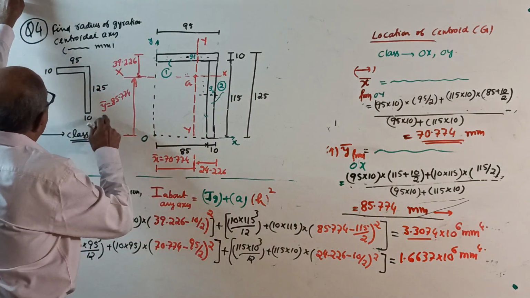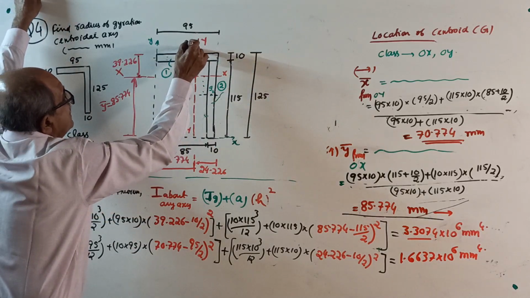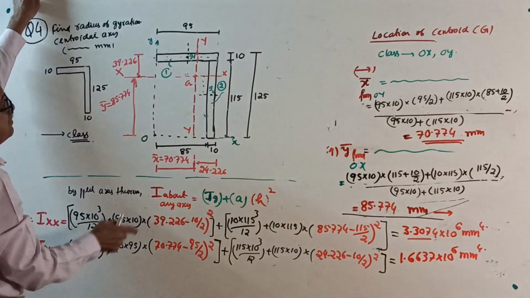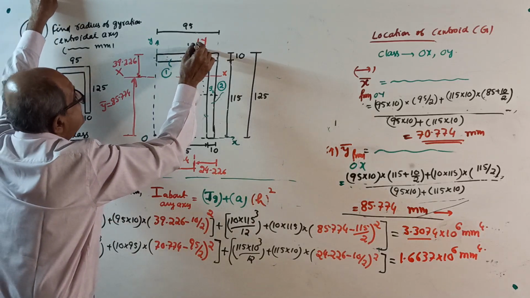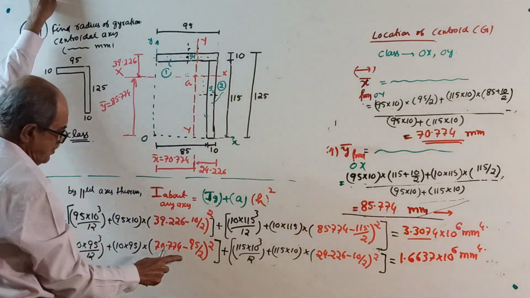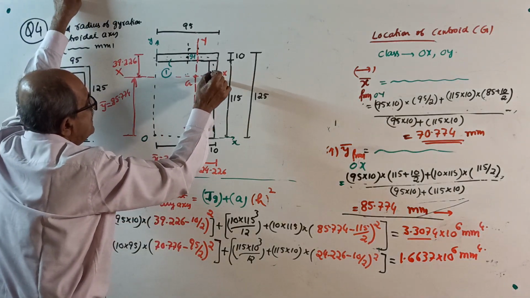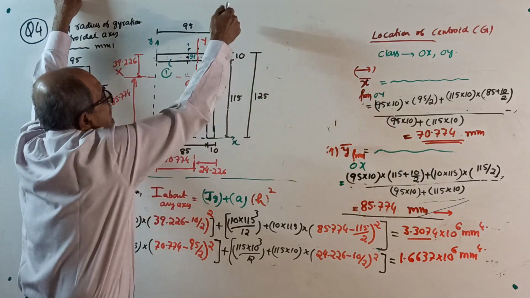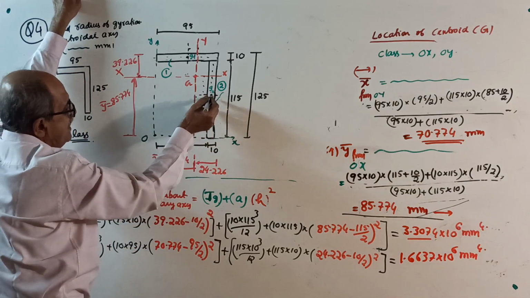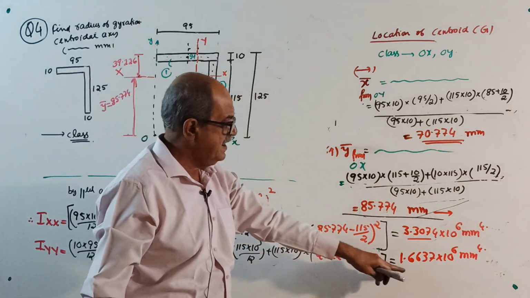Iyy. I about YY. Start. First, about its own centroidal axis: 10 into 95 cube by 12 plus area into this distance squared, which is 70.774 minus 95 by 2 whole square. For this one, I about its own centroidal axis: 115 into 10 cube by 12 plus area into this distance squared, 24.226 minus 10 by 2 whole square. You get I about YY.